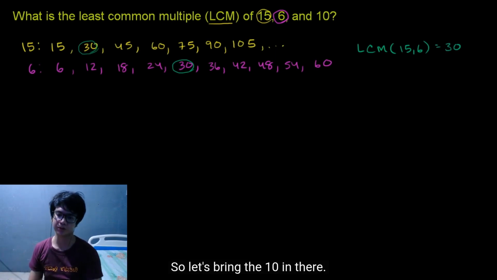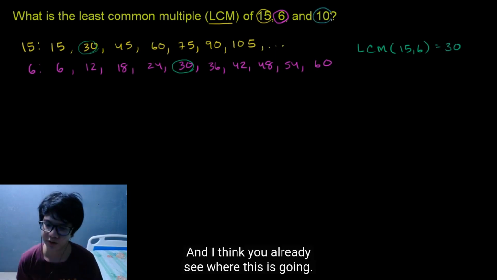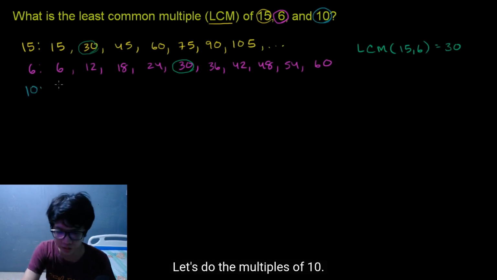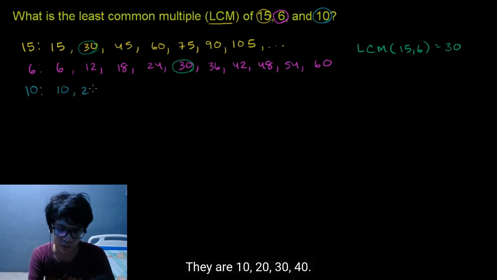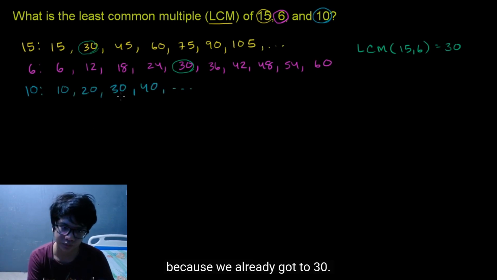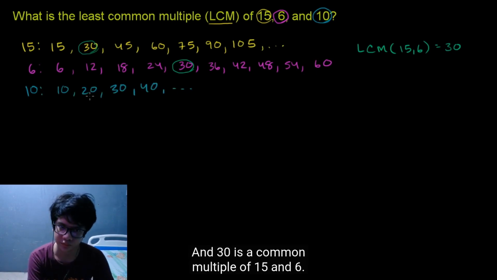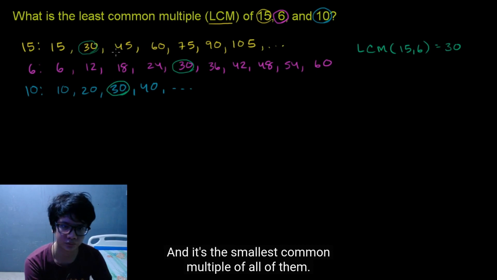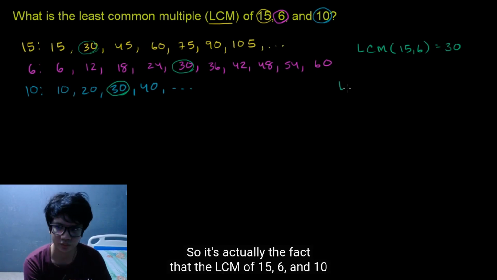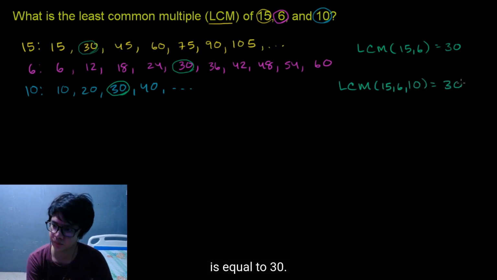We haven't thought about the 10 yet. So let's bring the 10 in there. And I think you already see where this is going. Let's do the multiples of 10. They're 10, 20, 30, 40. Well, we already went far enough because we already got to 30. And 30 is a common multiple. 30 is a common multiple of 15 and 6. And it's the smallest common multiple of all of them. So the LCM of 15, 6, and 10 is equal to 30.